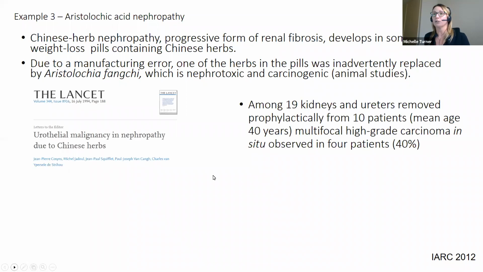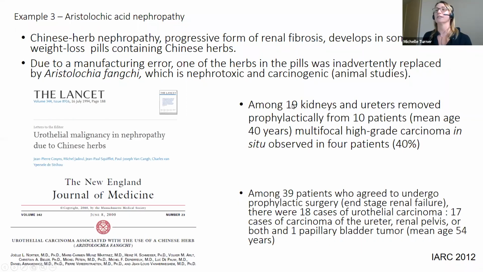So there were these two case series that were published in very high impact journals. These were case series, and I think these were both conducted in Belgium, around the 1990s. It was mainly women who were taking a type of weight loss pill containing some different herbs, and it was causing a very serious kidney disease.